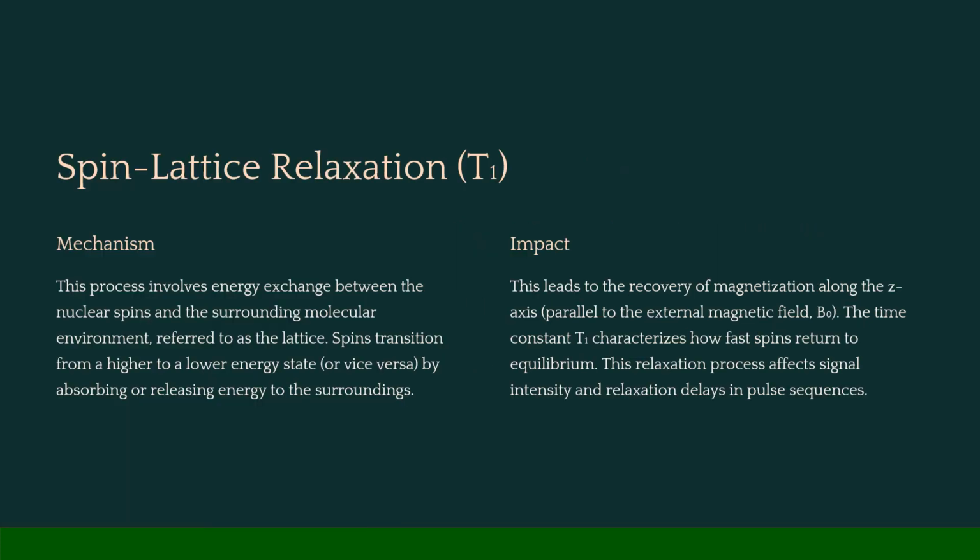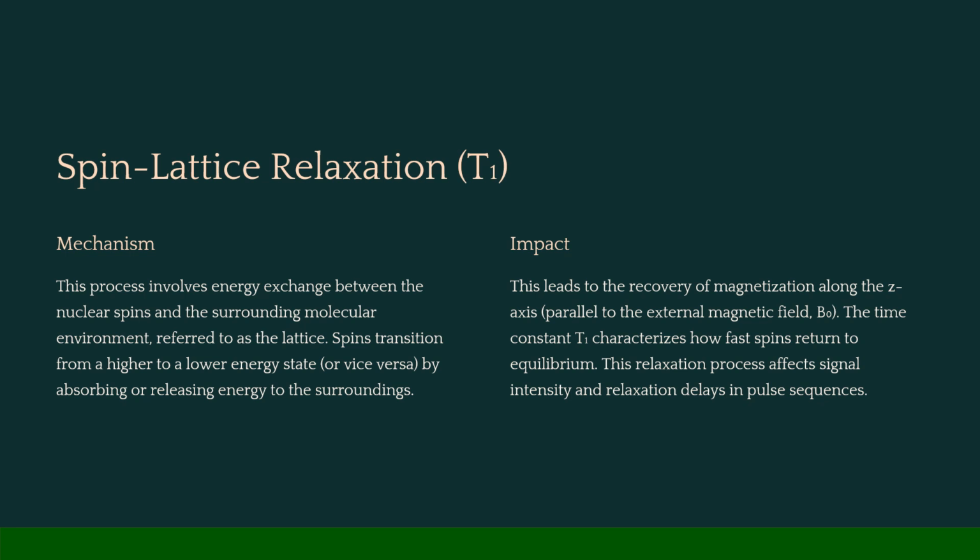Spin-lattice relaxation, T1, is a fundamental process in nuclear magnetic resonance, NMR. It describes the energy exchange between nuclear spins and the surrounding molecular environment, often referred to as the lattice. Spins undergo transitions between higher and lower energy states, releasing or absorbing energy in the process. This transition helps to align the spins with the external magnetic field.